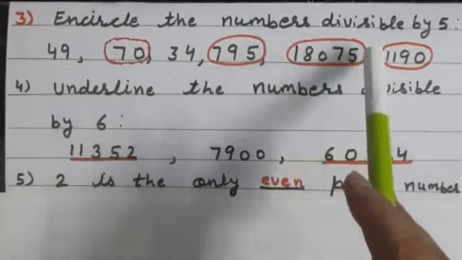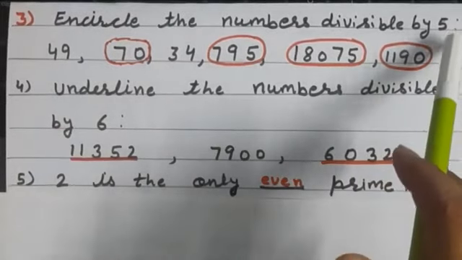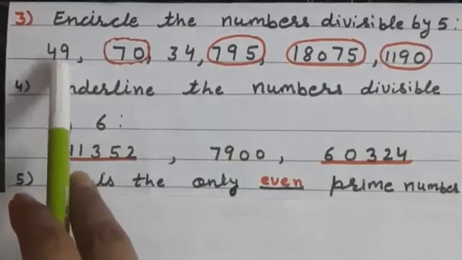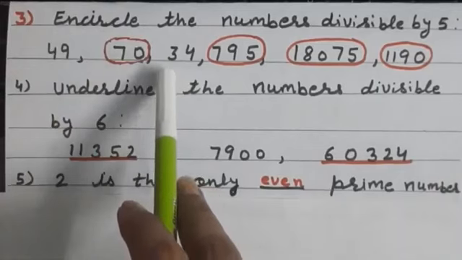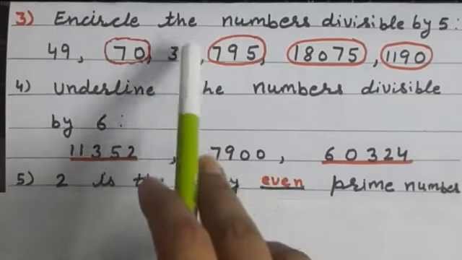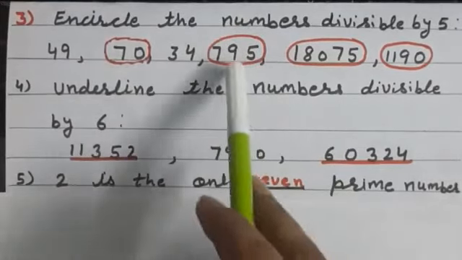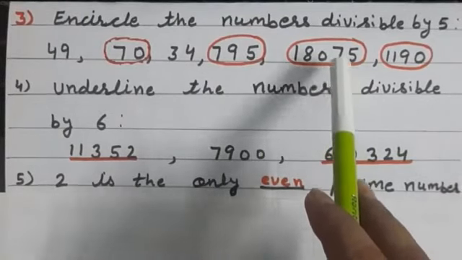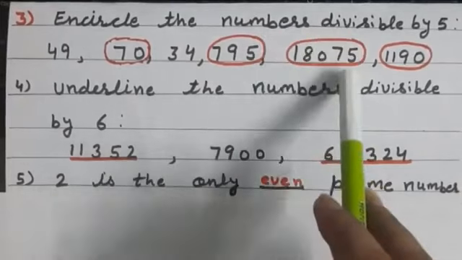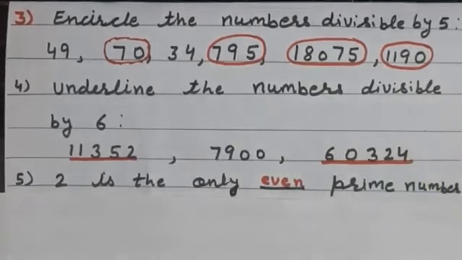Next question is encircle the numbers divisible by 5. We have to tell the numbers which are divisible by 5. So divisibility rule of 5 says ones place should be 0 or 5. 49, not divisible. 70, yes, it is divisible. 34, 34 is not divisible by 5. Leave it. 795, yes, ones place is containing 5. So it is divisible. Now this 18,075. Ones place is 5, so it is also divisible by 5. 1190. It is also divisible by 5.